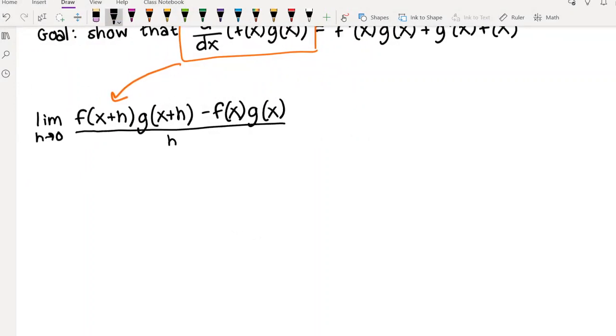Over h. So why is it like this? Well, basically, anytime you have a product of two functions, if you're trying to plug something into a product of two functions, you just plug it into each function individually and multiply them together. And that's really all that's going on here, is that f times g of x plus h is the same thing as f of x plus h times g of x plus h.